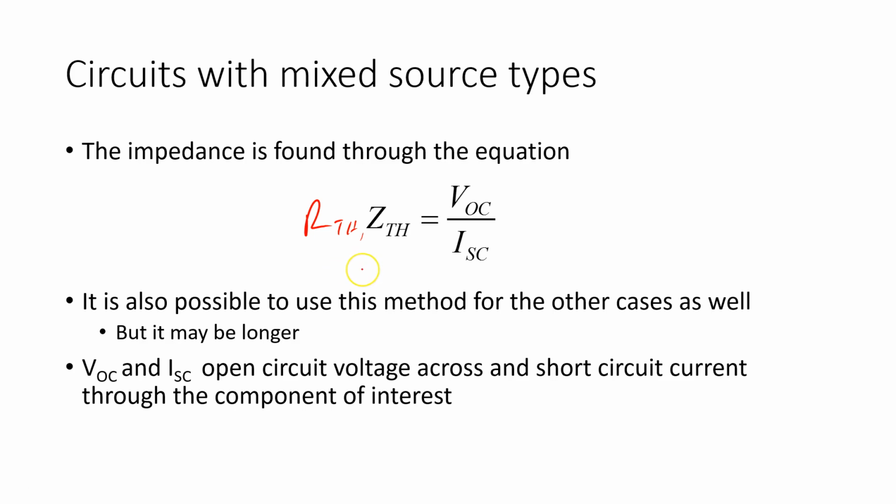So if we have the mixed source types, we need to find both the open circuit voltage and the short circuit current, and then this open circuit voltage is going to be our V Thevenin, and the ratio of the open circuit voltage to short circuit current will be the Thevenin resistance. Now this is a very general method, and you could actually use this for all the other methods as well, but it would probably be longer because you have to not only do one set of circuit analysis for the open circuit voltage, but you have to do another set for the short circuit current. Whereas if you just look into the circuit, you could probably quickly find what the equivalent resistance is by looking in.